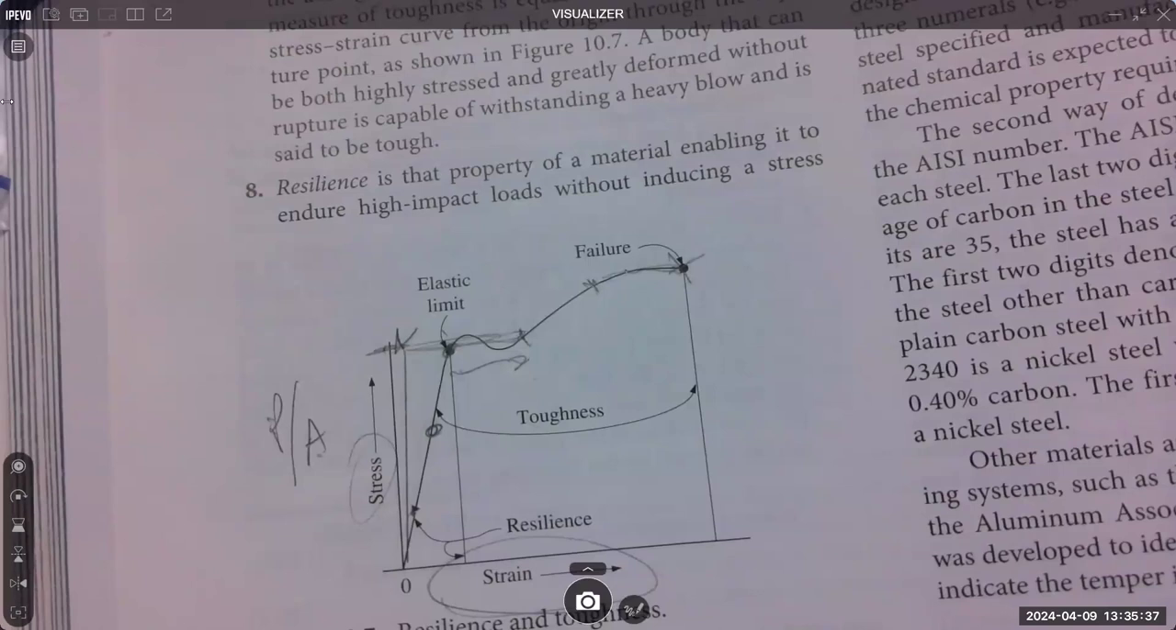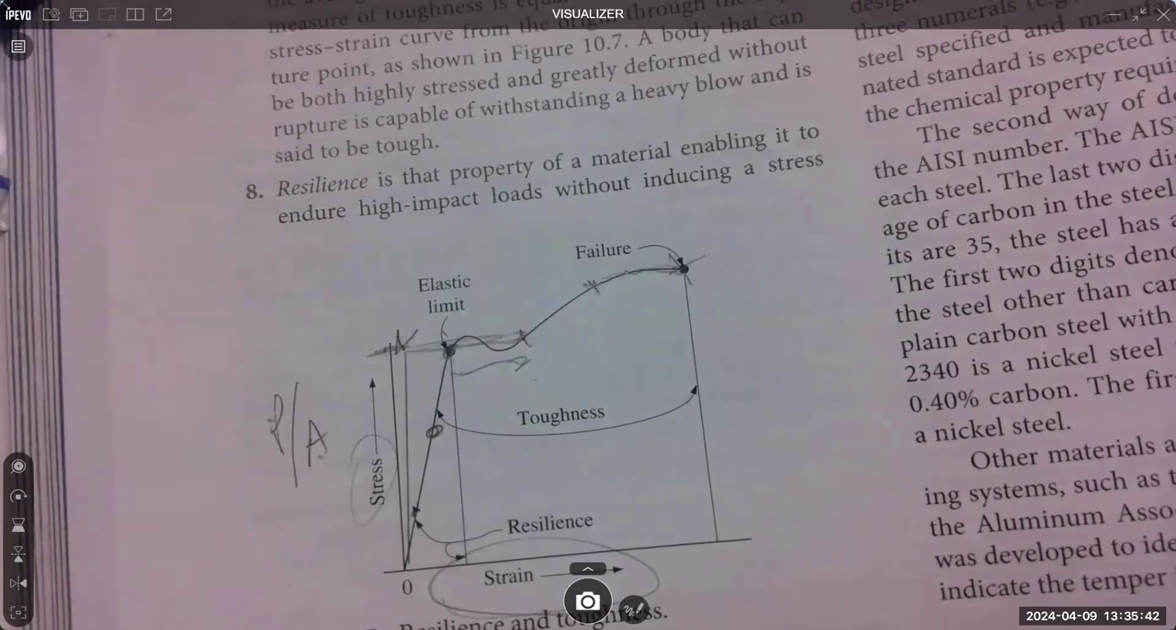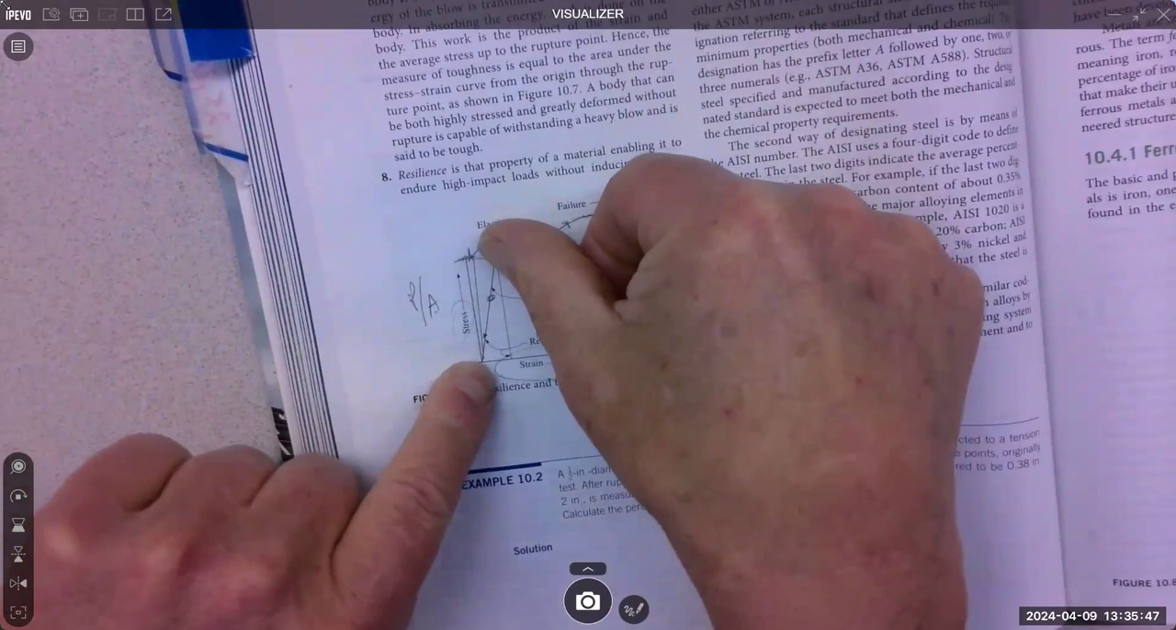All right, cool. That's the stress strain curve. That's where we get E. E is the relationship of this straight line, stress over strain, in the elastic region, just the straight line.